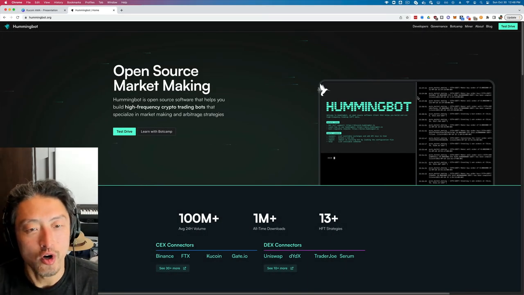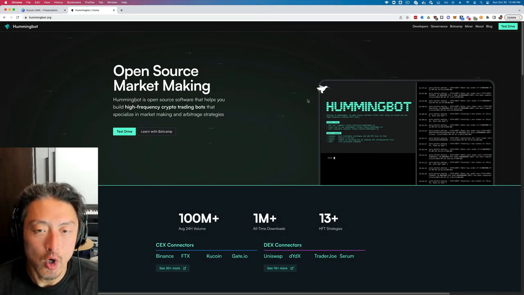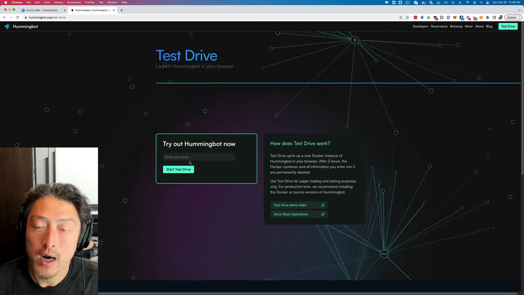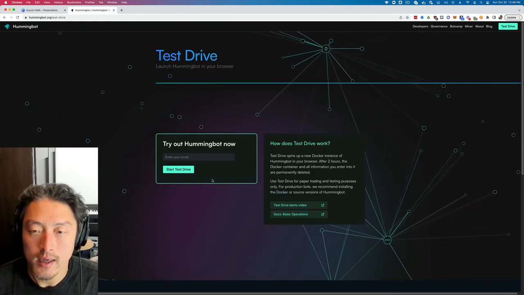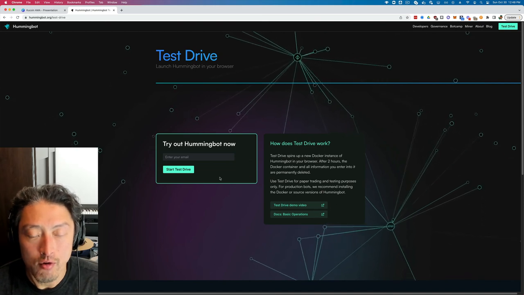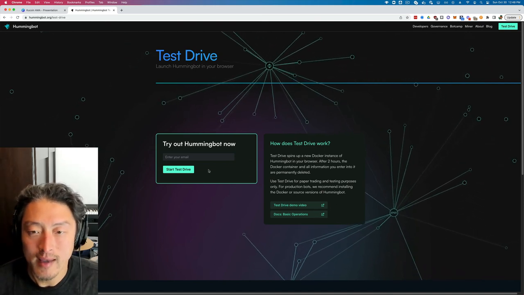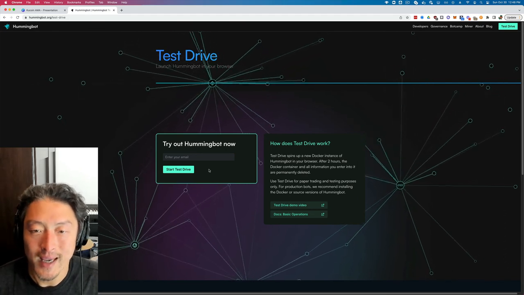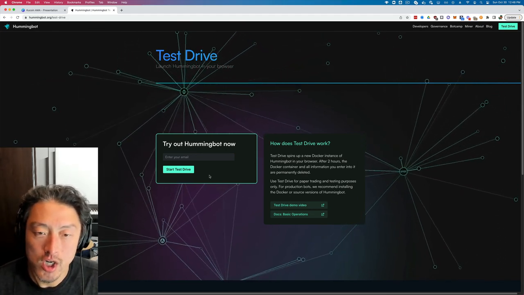So how can you get started with Hummingbot? Well, if you go to our website, which is hummingbot.org, you can use the test drive feature to test out Hummingbot in your browser. This will start a Docker instance of Hummingbot right in your browser. We can test out the sample scripts that I showed you, as well as any other strategy that ships with Hummingbot.